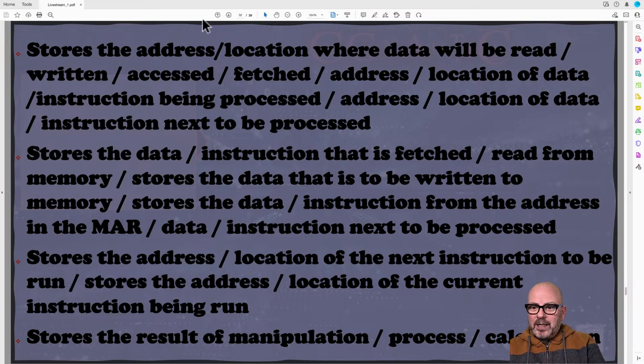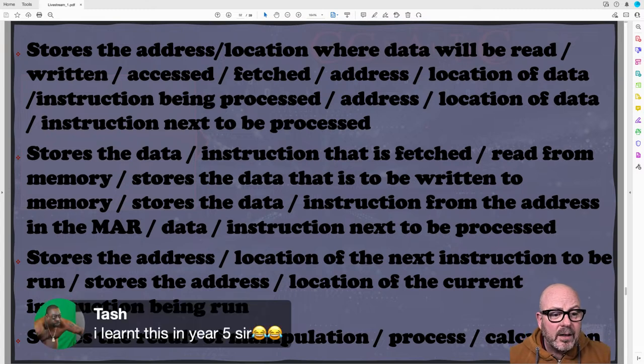We've got the stores the address location where data will be read, written, accessed. We've got stores the data instruction. That data gives you a clue. Stores the address of the next instruction, the one that points at it. Remember, Ishak, you were asking about that one. And stores the results of manipulation. And that's the one we were chatting about a second ago, Jelly. You've done this in year 5. Blimey, Tash, that is impressive. So what do we think in order these registers are?